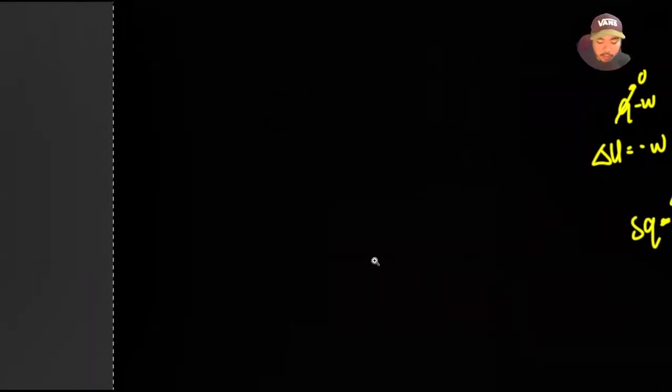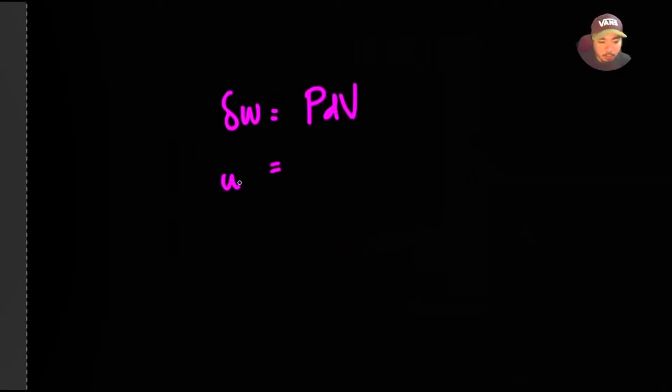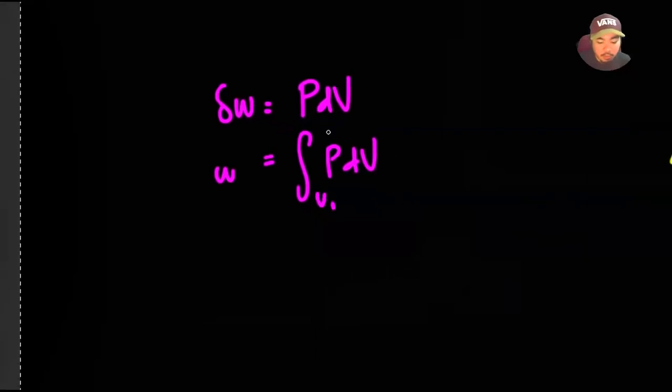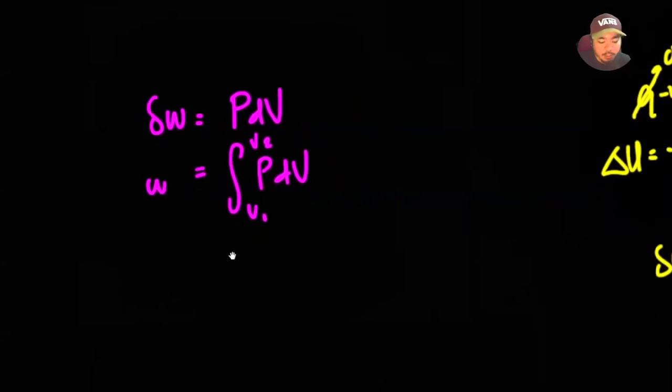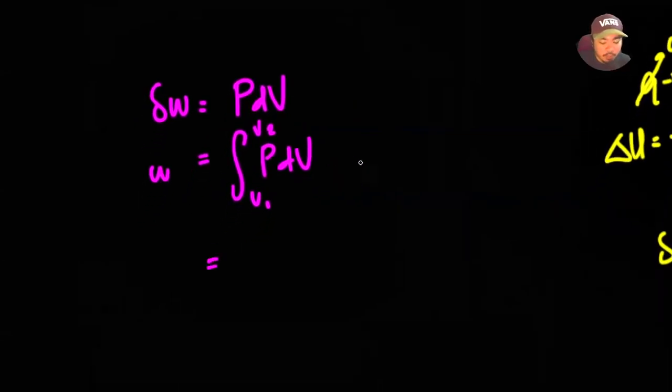So for example, di ba, work is equal to, let's say, yung inexact differential na, work is equal to PdV. Tama? So therefore, work is equal to integral ng PdV from volume 1 to volume 2. Parang ganyan, no? And since path dependent to, actually hindi lang siya magiging V2 minus V1, no?